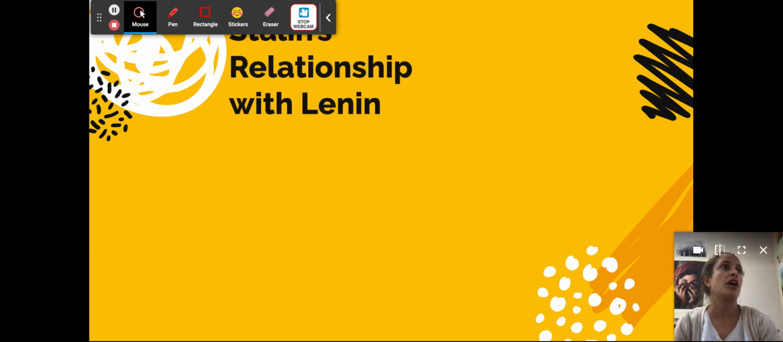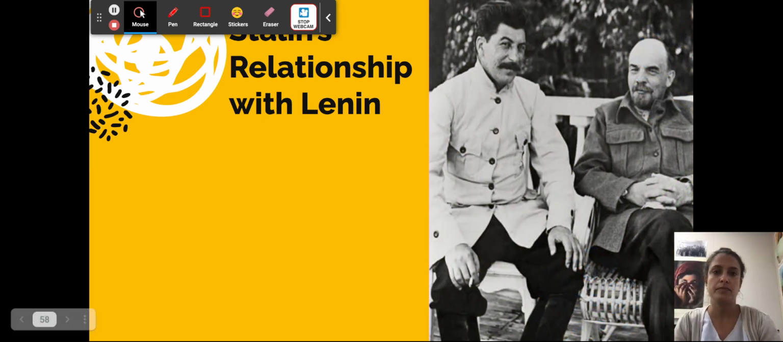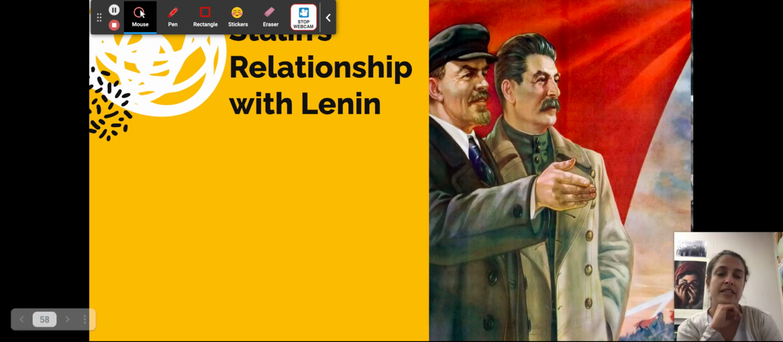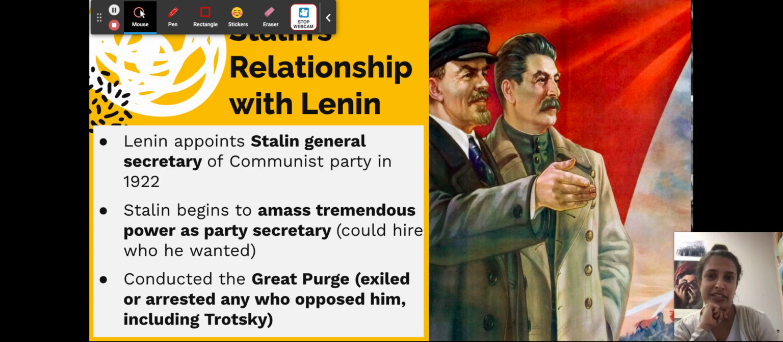Lastly, I would like to talk about his relationship with Vladimir Lenin. Okay, let's take a look at this. So here they are. Lenin ends up getting very sick, pretty young, actually. We can see these two together here. Lenin really liked Stalin initially, so he appoints Stalin the Secretary General of the Communist Party in 1922.